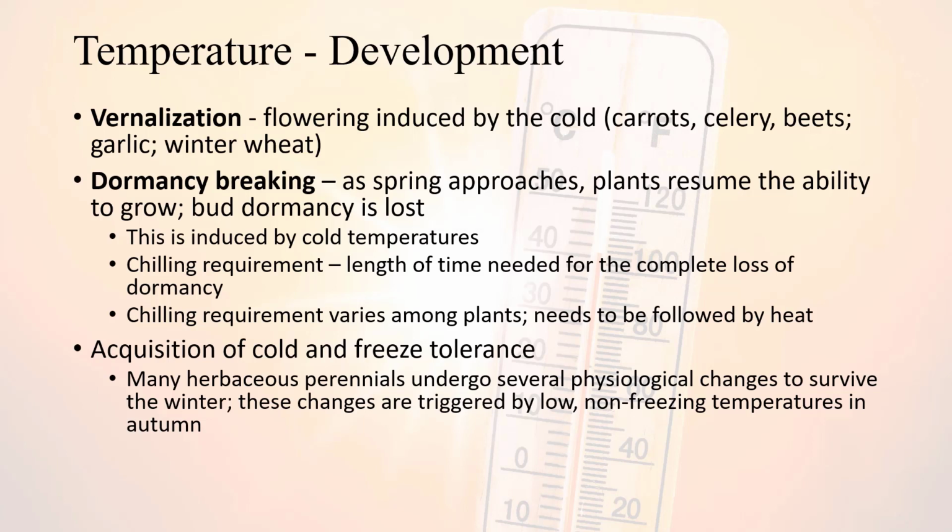Also, cold temperatures are utilized by our herbaceous perennials, and they undergo a number of physiological changes to survive in the winter, and those are triggered by these low non-freezing temperatures that they're going to experience in autumn, right? So our herbaceous perennials are going to go through these physiological changes that allow them to be adapted to the cold and the freezing temperatures that they're going to experience through winter. And the initial low non-freezing temperatures that they experience in autumn trigger these physiological changes to occur.